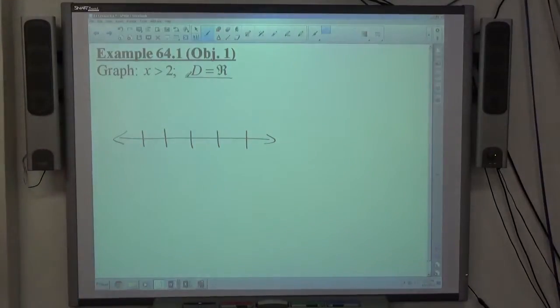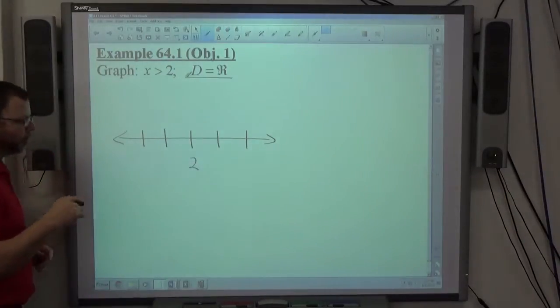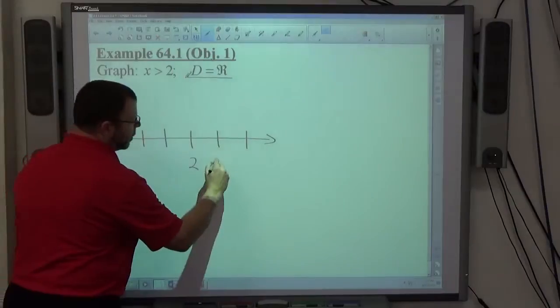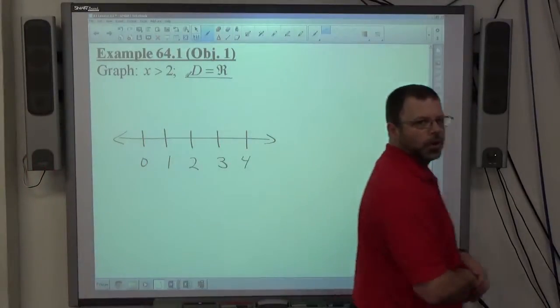What number do I need to have on this number line? 2. You have to have 2. And I kind of like the number I need to be somewhere towards the middle. It doesn't have to be dead center, but towards the middle is good. And then go bigger to the right and smaller to the left. So 0, 1, 2, 3, 4.